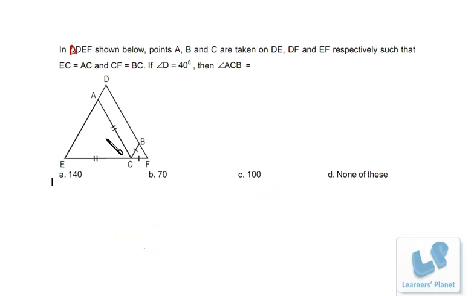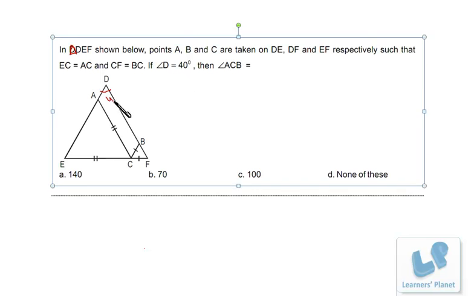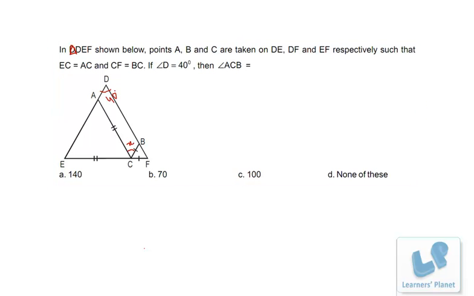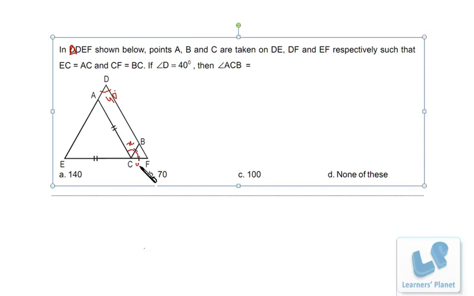Now here, in triangle DEF, points A, B, C are taken on DE, DF and EF respectively, such that EC is equal to AC and CF is equal to BC. Angle D is 40 degree. We have to find out angle ACB, that is this angle. Maybe it is X. Similarly, I assume this angle to be Y.